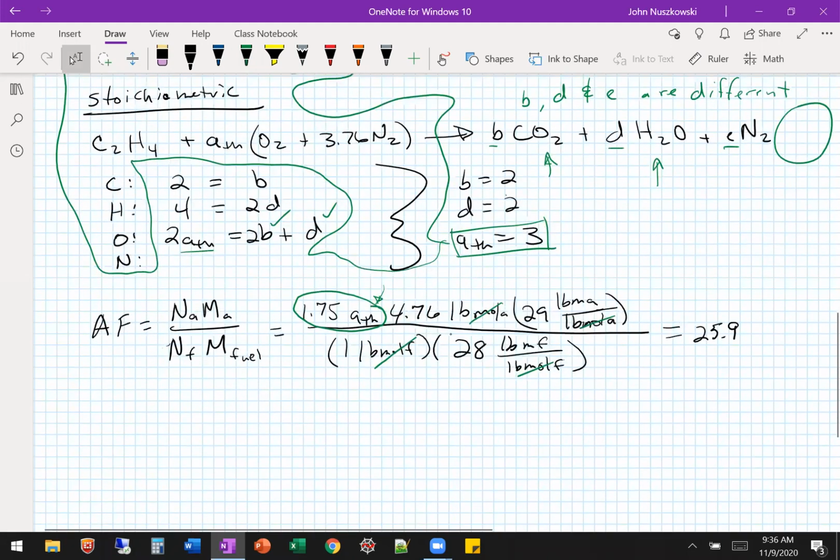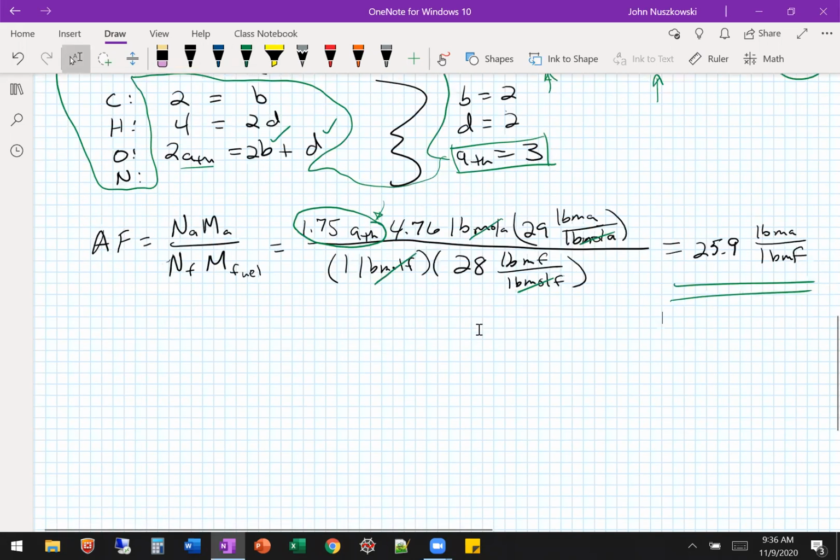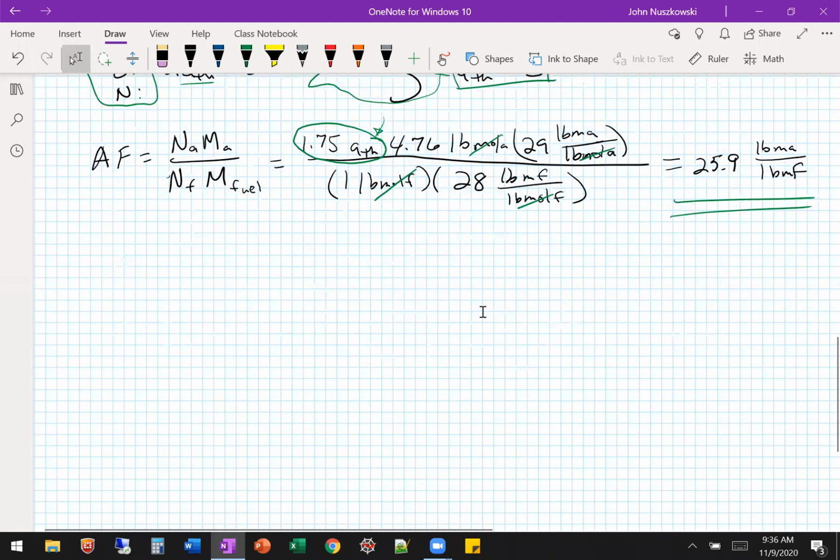All right, so we get our 25.9 pound mass of air per pound mass of fuel. Any questions? All right, so that was part A. Part B is our dew point temperature.